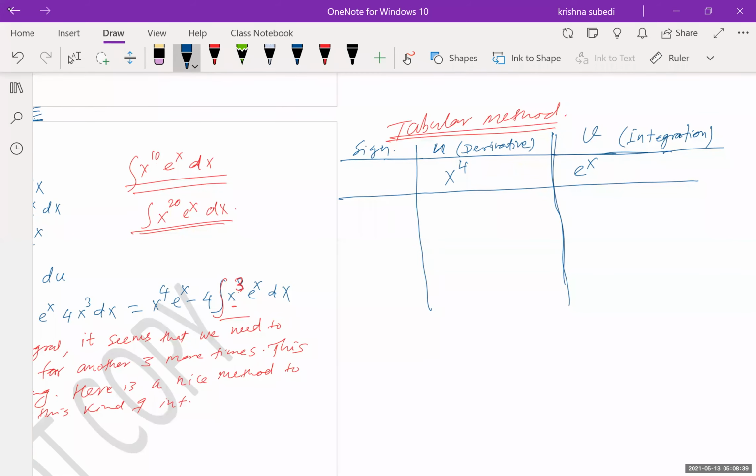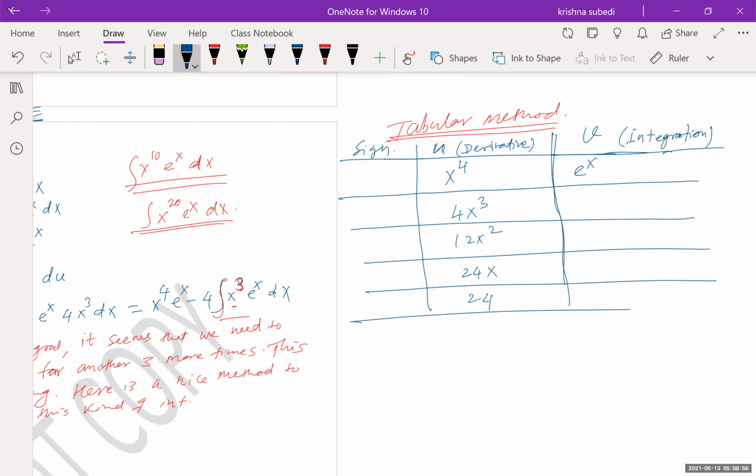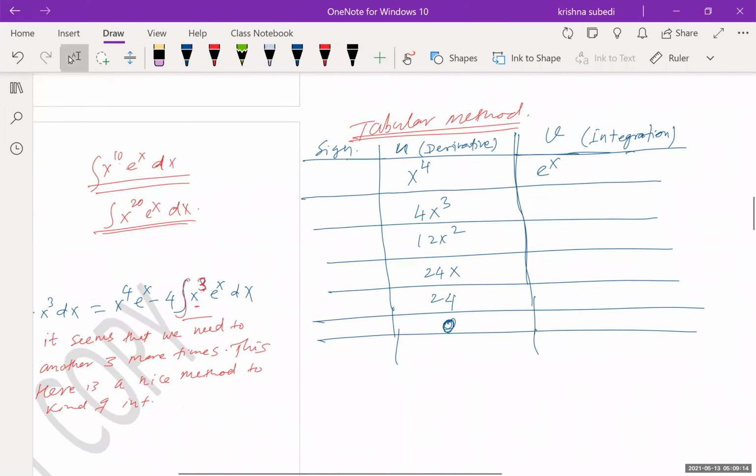So the derivative of x to the power 4 is 4x cubed. Any question? Derivative of 4x cubed is 12x squared. Keep on finding the derivative. Now 24x, now 24, now 0, and you stop there, because once you get 0, no matter how many times you find the derivative, it will always be 0. So you stop there. Okay, so half job done actually.